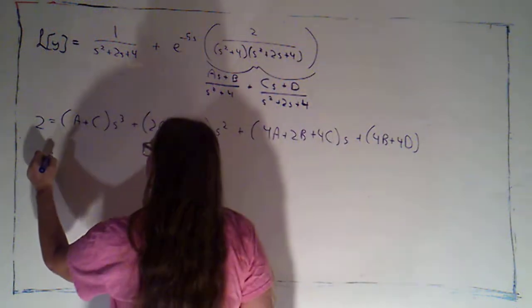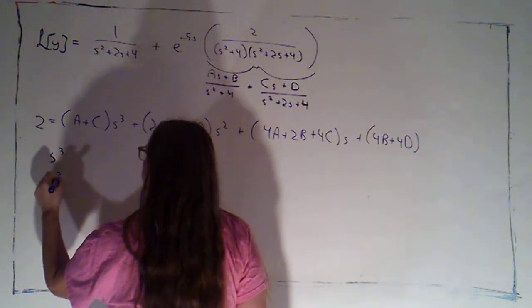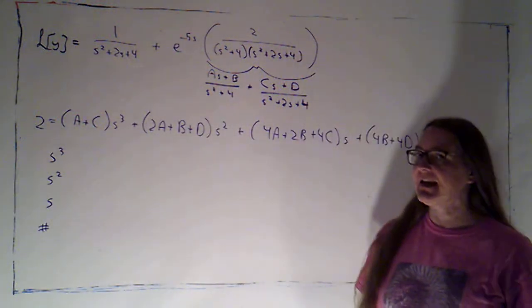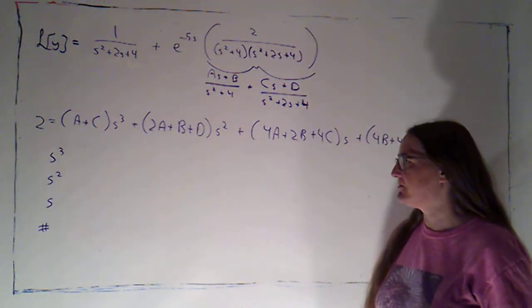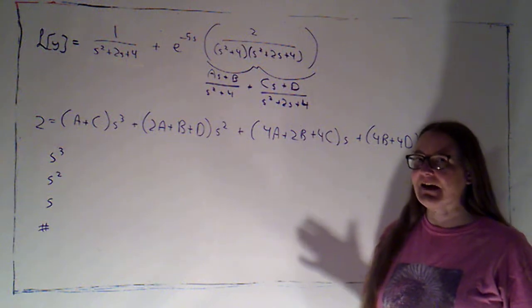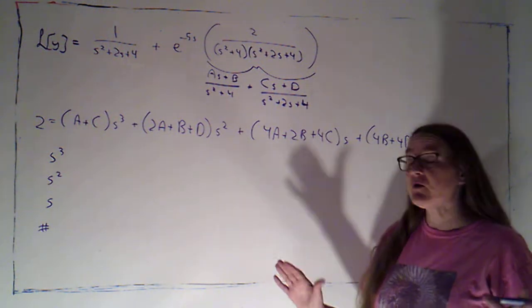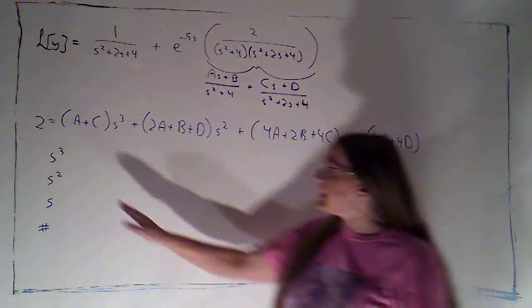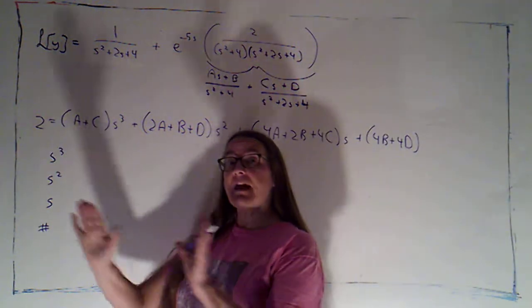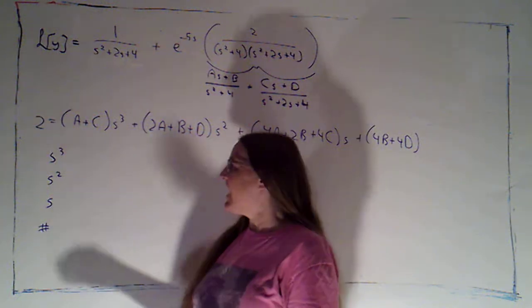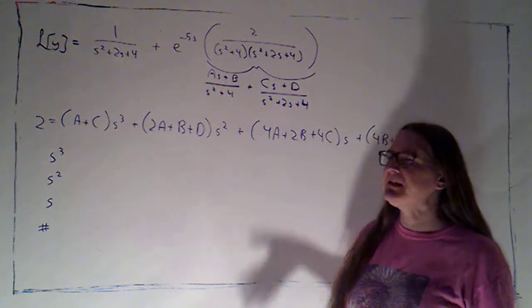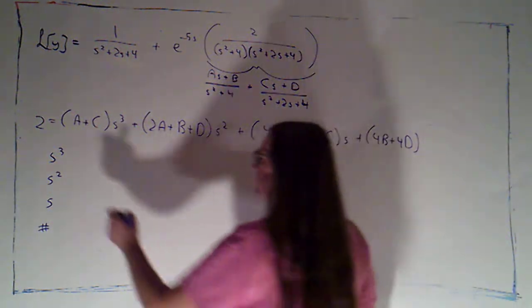So I've got four types of terms. I've got s cubeds and s squareds and s's and numbers. I'm going to get a system of four equations and four unknowns. It's not going to be as bad as it sounds because not all of the variables are going to show up in all of the equations. And if you notice that I only have a number on the left-hand side, a lot of these things are going to have a zero on the left side. So it's going to be a relatively nice system of four equations and four unknowns.